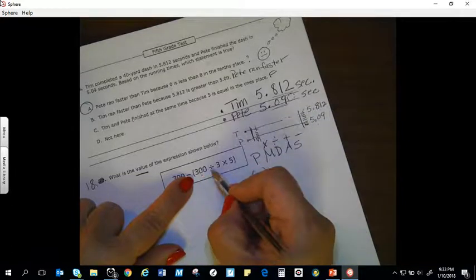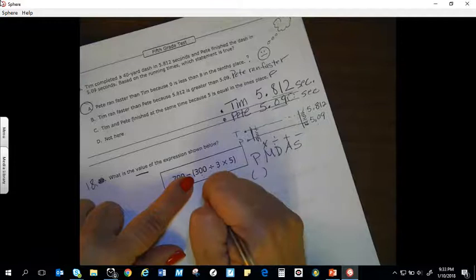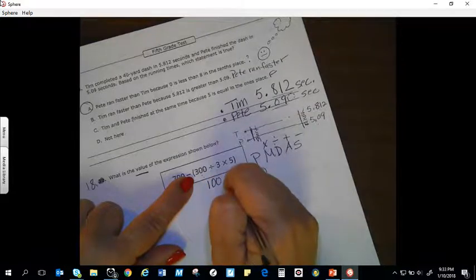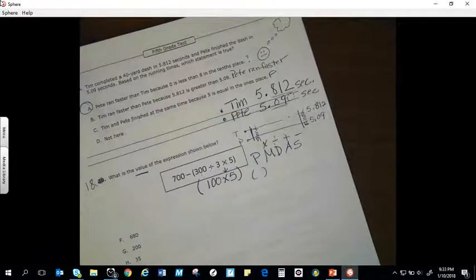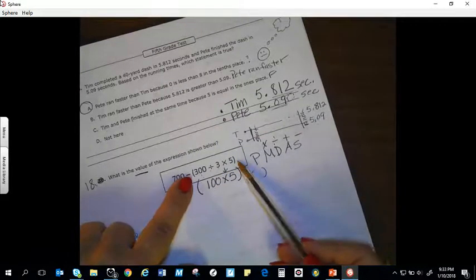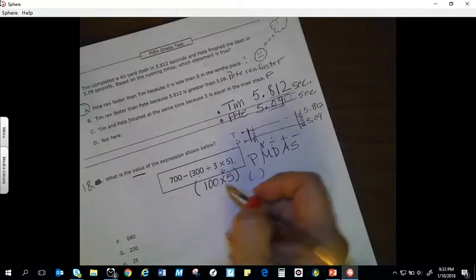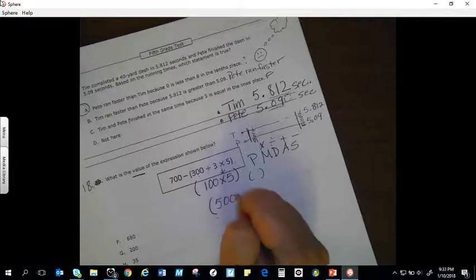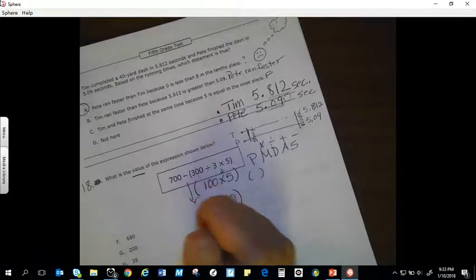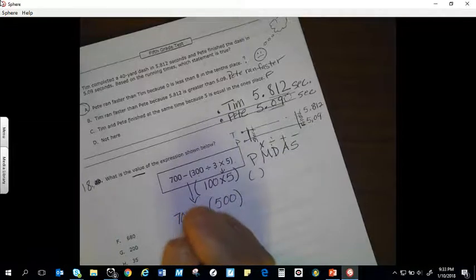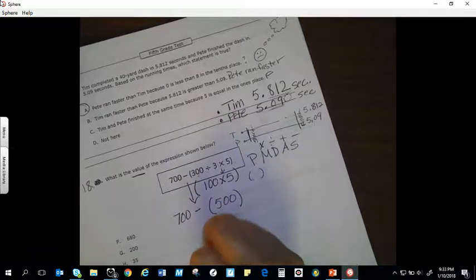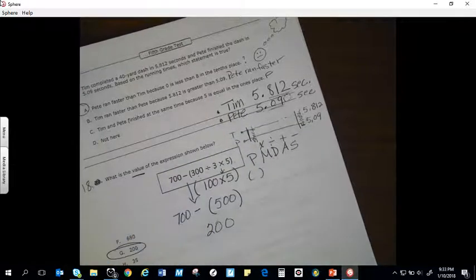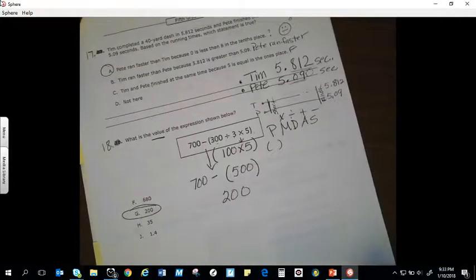So 30 divided by 3 equals 10. I'm going to bring down my multiplication and multiply that by 5. I'm going to keep that in parentheses because these numbers are in parentheses. So I have 10 times 5 equals 50. Keep that in parentheses. Now I'm bringing down the rest, and it's 700 minus 50 equals 650, and my answer is G. Okay? Let you think about that for a moment.